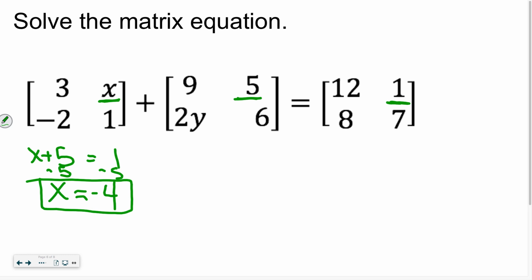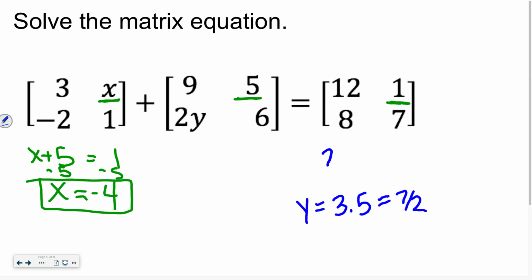Was a different group able to solve for y? Izzy, what did you guys get for y? 3.5. 3.5, or if you have 3.5, that would be 7 halves. Okay, tell us how you got that. I did 2y plus 1 equals 8.